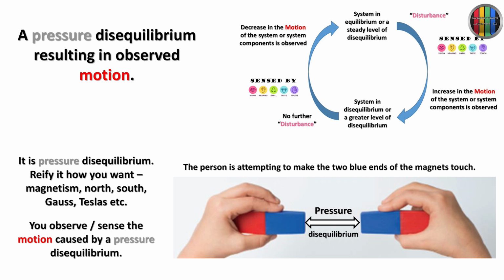A pressure disequilibrium resulting in observed motion. It is pressure disequilibrium. Reify it how you want. Magnetism, north, south, Gauss, Teslas, etc. You observe or sense the motion caused by a pressure disequilibrium. The person is attempting to make the two blue ends of the magnets touch.